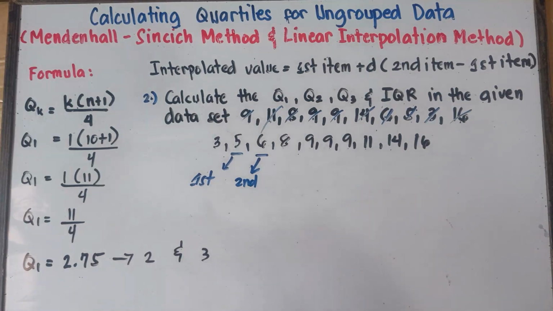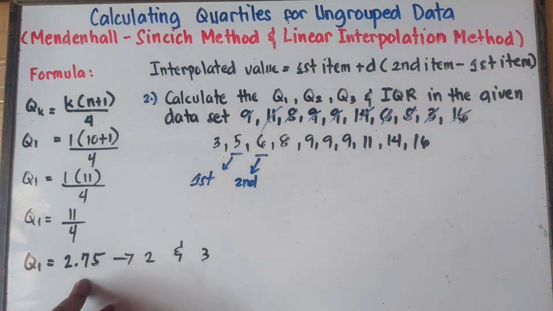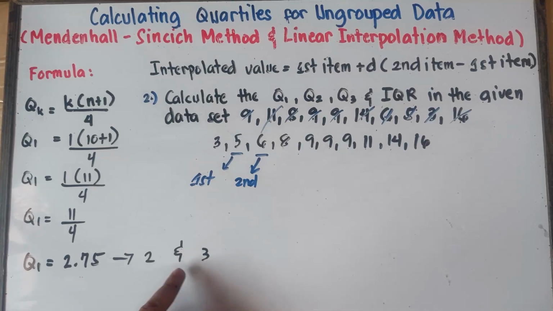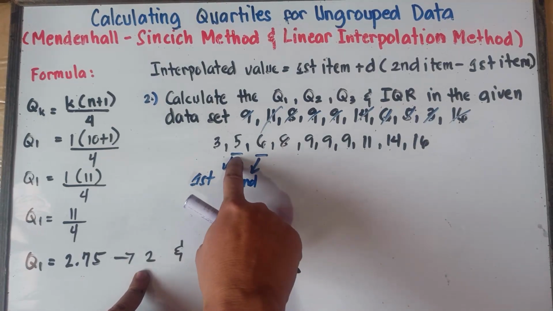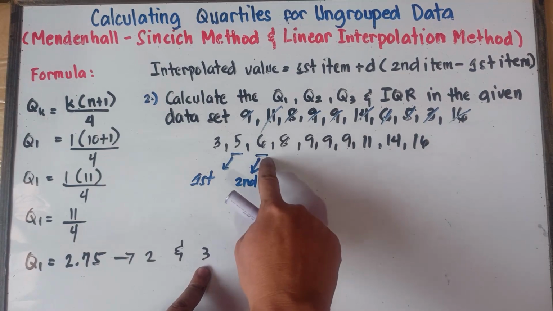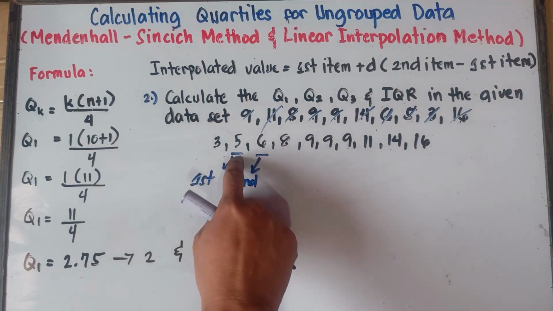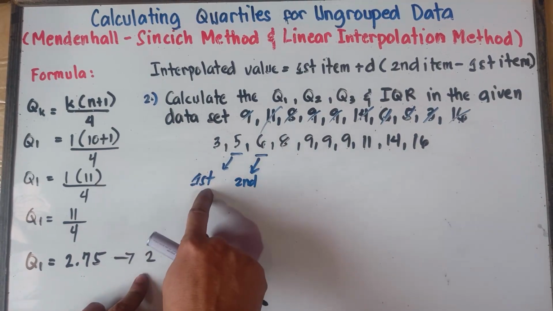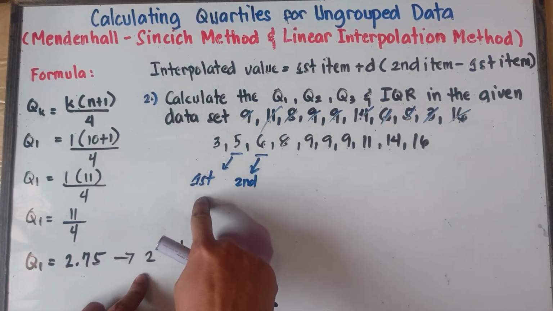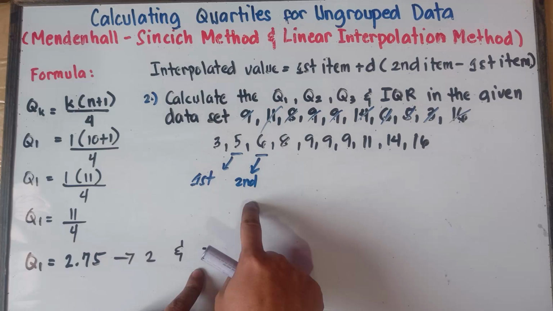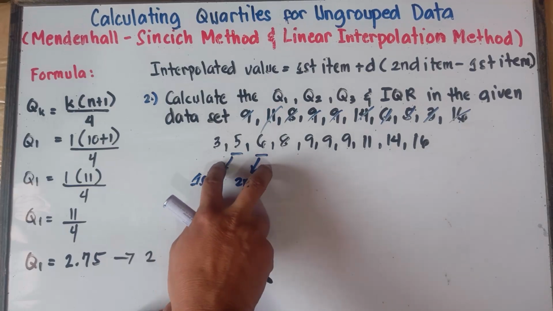Our answer for quartile 1 is 2.75. Therefore, the position 2.75 is in between 2 and 3. The second position is 5, the third position is 6. Therefore, the first number, 5, that would be your first item. And then the third position, the 6 right here, that would be your second item. And then simply use these numbers on the formula.